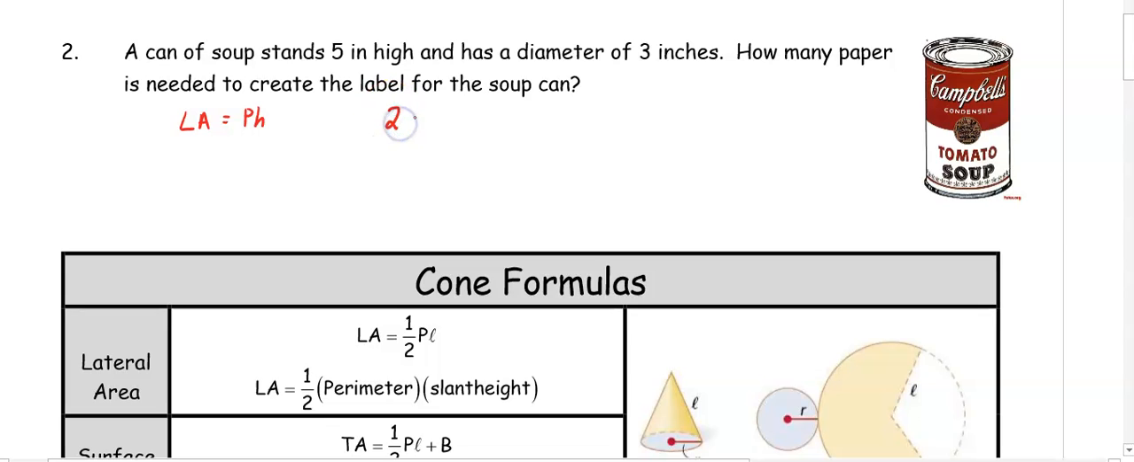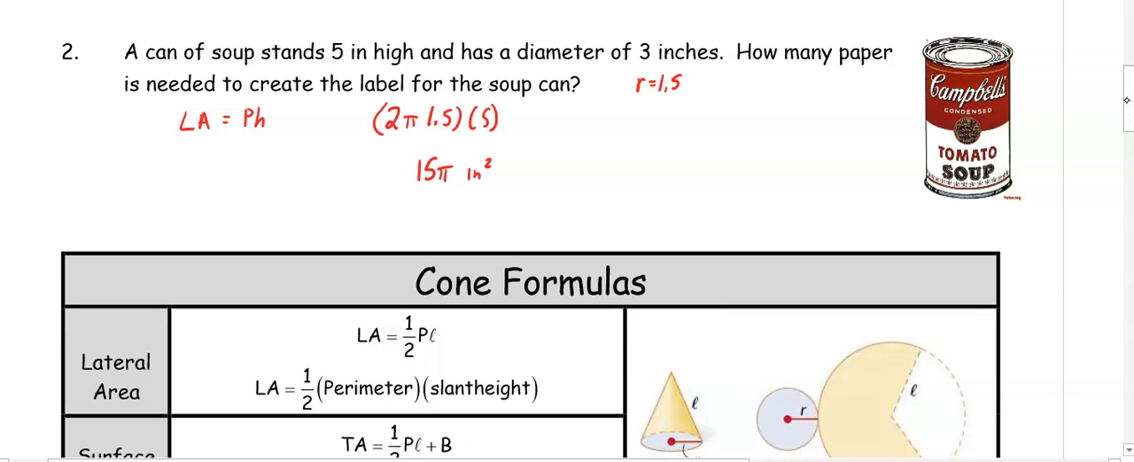So we have 2 pi times the radius. Well, if the diameter is 3 inches, that means your radius is 1.5. And then we're going to times our height by 5. So in your calculator, you're just going to type 2 times 1.5 times 5, and that gets us 15, and then we put our pi at the end, inches squared.